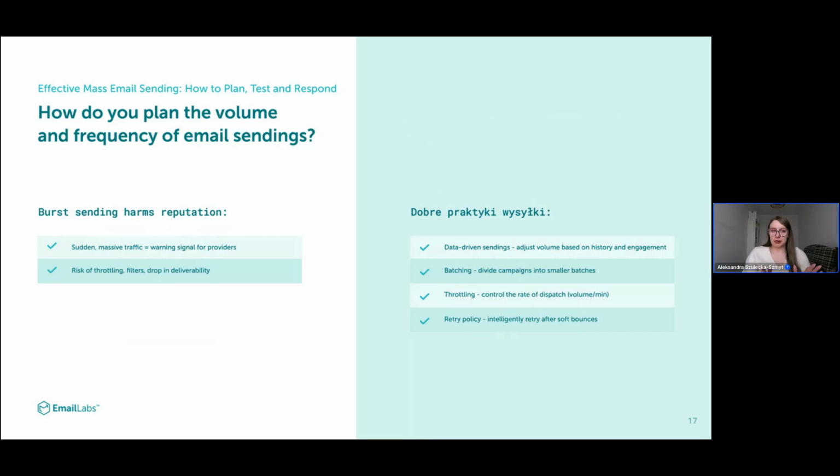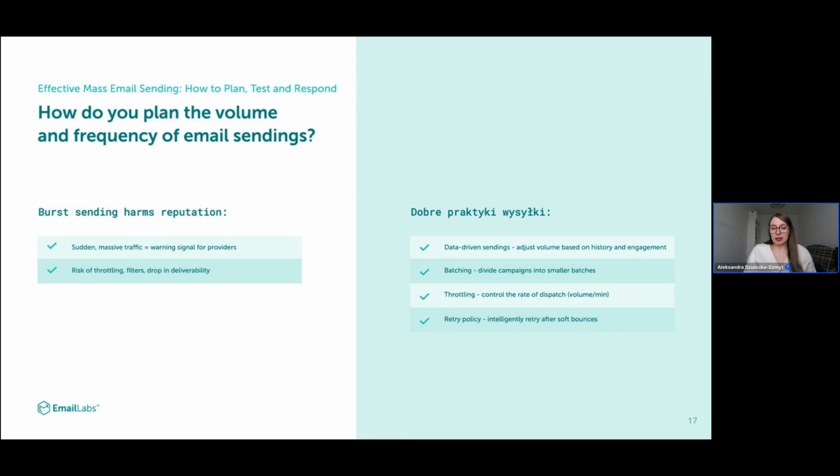How to plan the volume and frequency of your email sending. You will always have to go back a couple of sendings and see how well they were received, and what the time intervals between them are, and try not to make a lot of changes in a short time, not to do any sudden increases of volume. The length between your sendings should not be that long, because the providers can forget about you as a sender, and then you will have to warm up your IP or domain from the beginning.